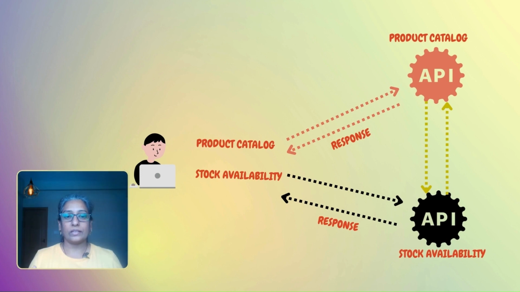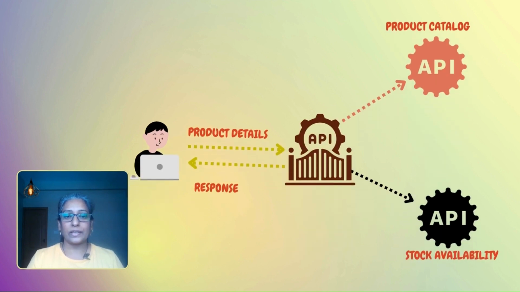Aggregation of results. Fetching responses from multiple services can be cumbersome, involving multiple network calls. API gateway aggregates the results from different services, providing a consolidated response to the client, thus improving efficiency.